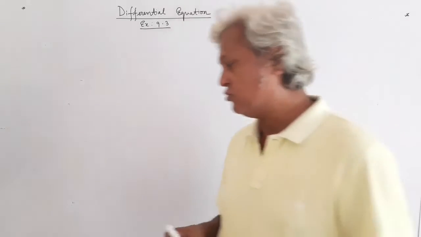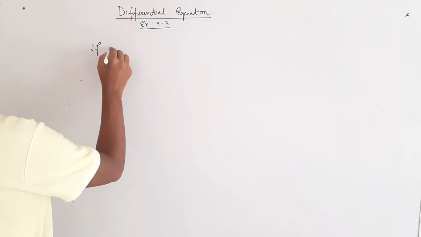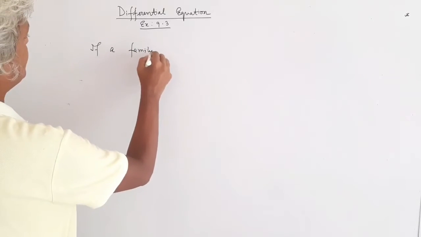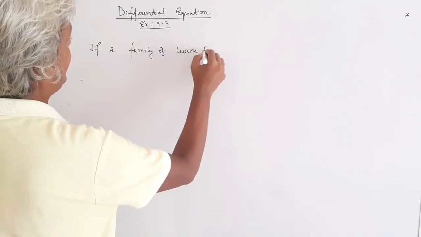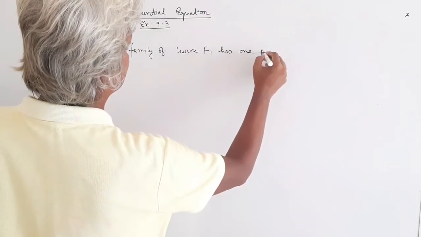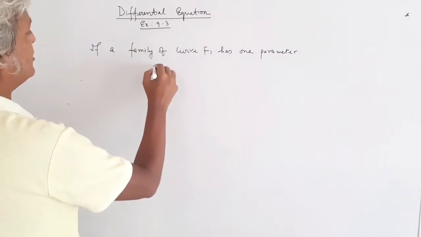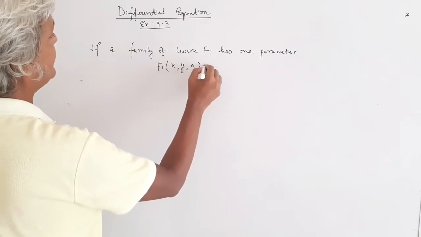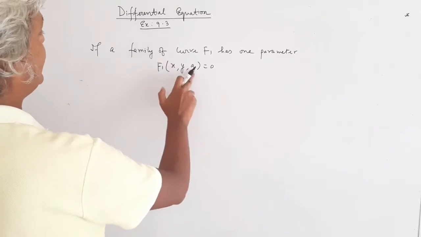How? So the equation goes like that: if a family of curves f1 has one parameter, then the equation of the family of the curve goes like f1(x, y, a) = 0. This is the family of the equation and this a is the parameter.